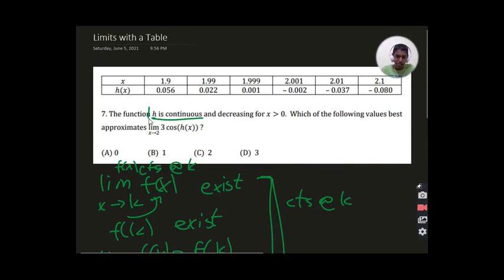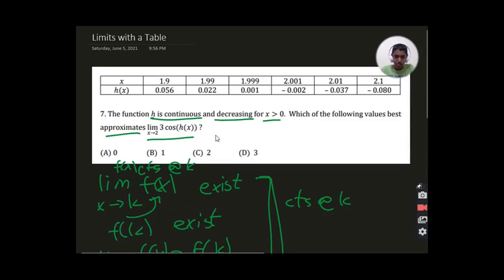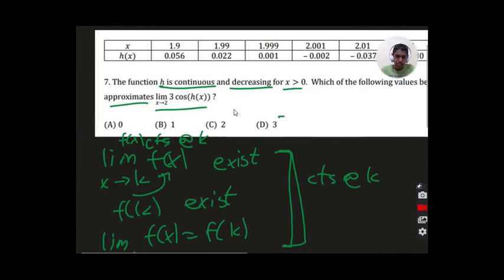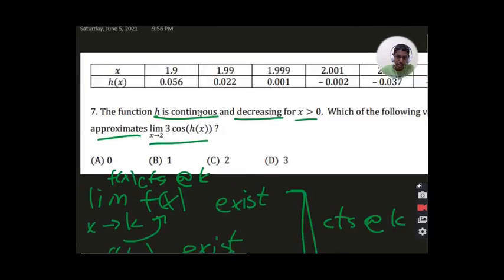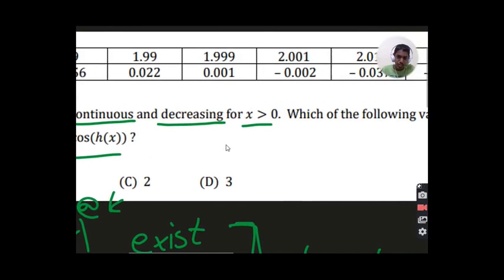Okay, so that's what continuity means. And then we're looking at decreasing for x greater than 0. So these x values are greater than 0, so that will apply in our table. Which of the following values best approximates this? Okay, so h is continuous. So the thing is, we can use this.